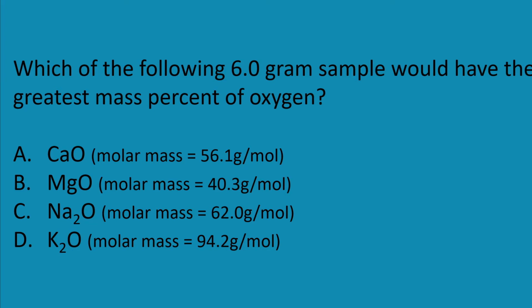Percentages don't change based on the total mass. A percentage is a percentage. So this 6-gram part is really just extra information that you have to learn to weed through. So we're just wanting to find this compound that has the greatest mass percent of oxygen.